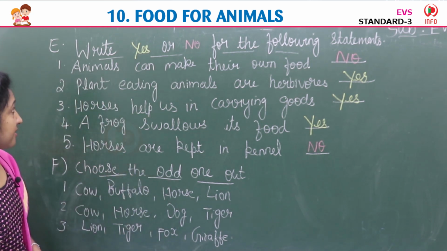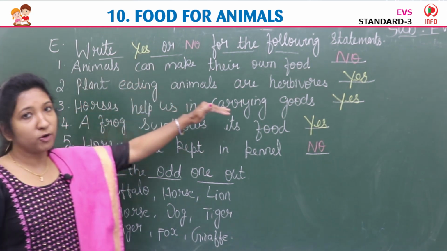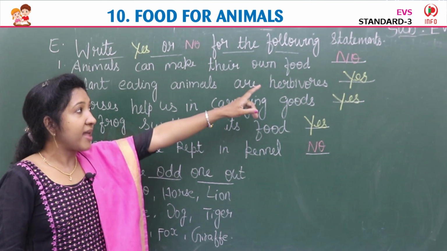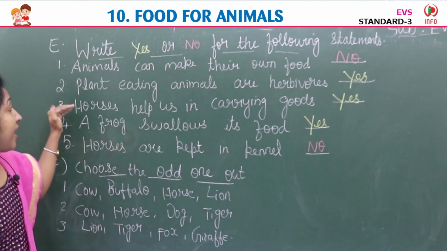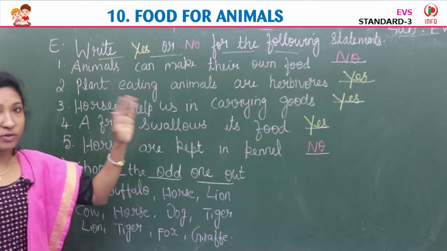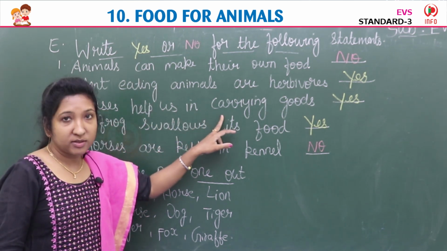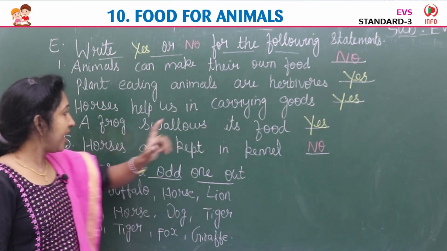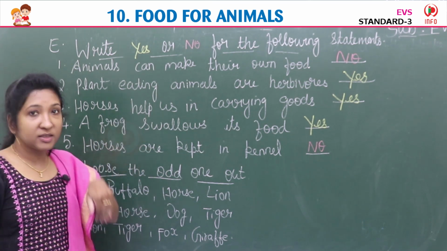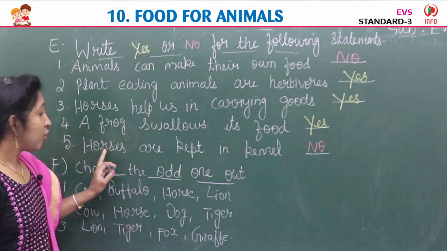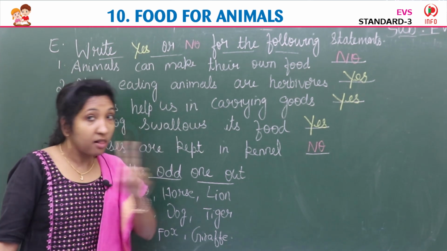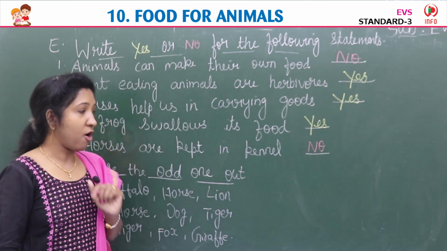Okay. Yes. So animals can make their own food. Statement is wrong. So answer is no. Plant-eating animals are herbivores. Yes. Horses help us in carrying goods. The statement is right. So answer is yes. A frog swallows its food. Yes. Horses are kept in kennel. No, the statement is wrong.